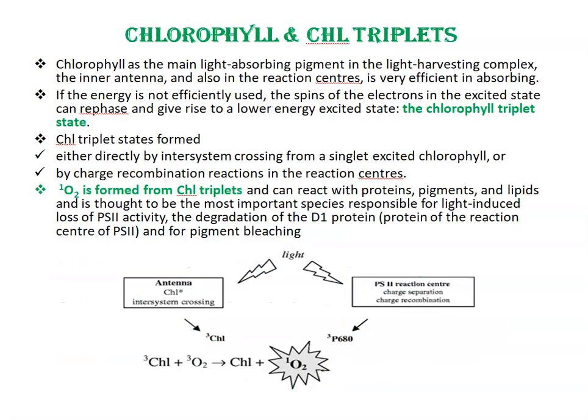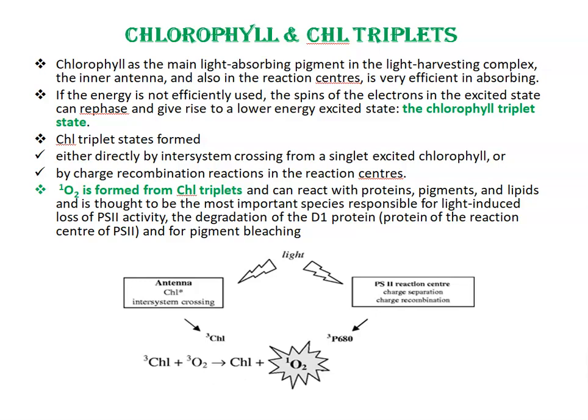First, I will tell you about chlorophyll and chlorophyll triplets. Chlorophyll is the main light absorbing pigment in the light harvesting complex, in the inner antenna, and also in the reaction center. Chlorophyll is very efficient in absorbing light and has the additional advantage that the excited states are long-lived enough to allow the conversion of the excitation energy into the electrochemical potential via charge separation.